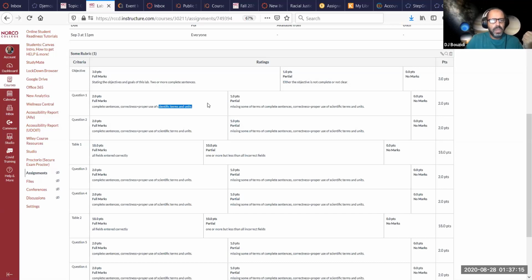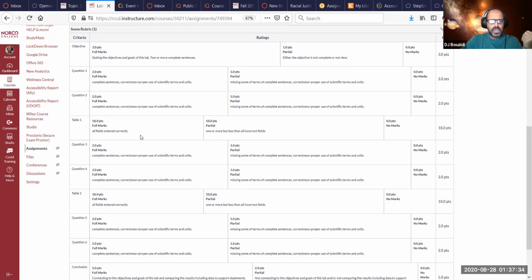Missing a unit will take you from this level to this level, okay? It will put you here. Missing everything will put you there. So that's basically how this thing is graded. So you can look at your work or somebody else's work and know based on this rubric how much grade you're going to get.